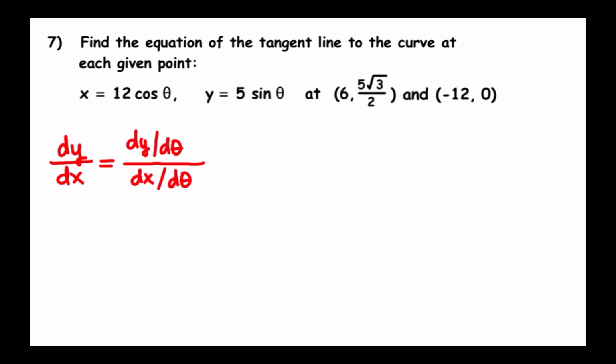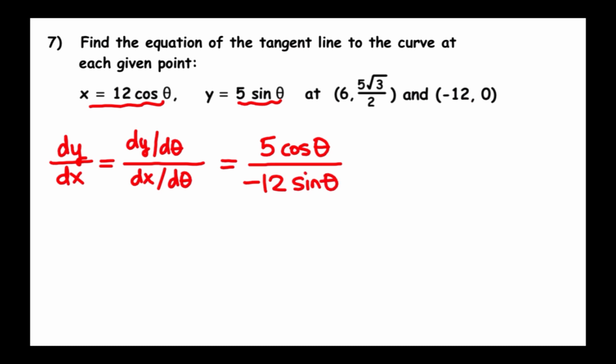Going into parametric form, we can change the dy/dx to dy/d theta over dx/d theta. Let's see what those are. Starting with dy/d theta, it's right here. The derivative of 5 sine of theta is 5 cosine of theta. And the dx/d theta, the derivative here, would be negative 12 sine theta. Now, if you want, you could call that negative 5/12 cotangent theta. I think I'm going to leave it as is. That'll be a little bit easier.